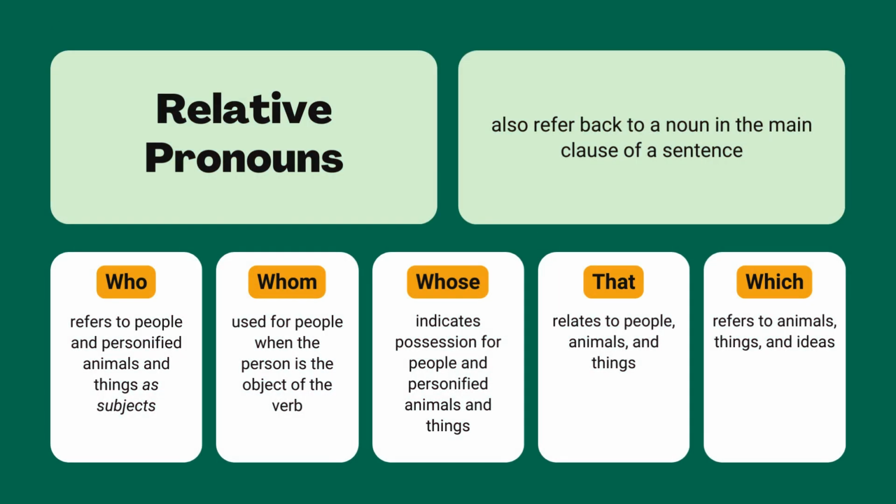Who refers to people and personified animals and things as subjects. Whom is used for people when the person is the object of the verb. Whose indicates possession for people and personified animals and things. That relates to people, animals, and things. Which refers to animals, things, and ideas.